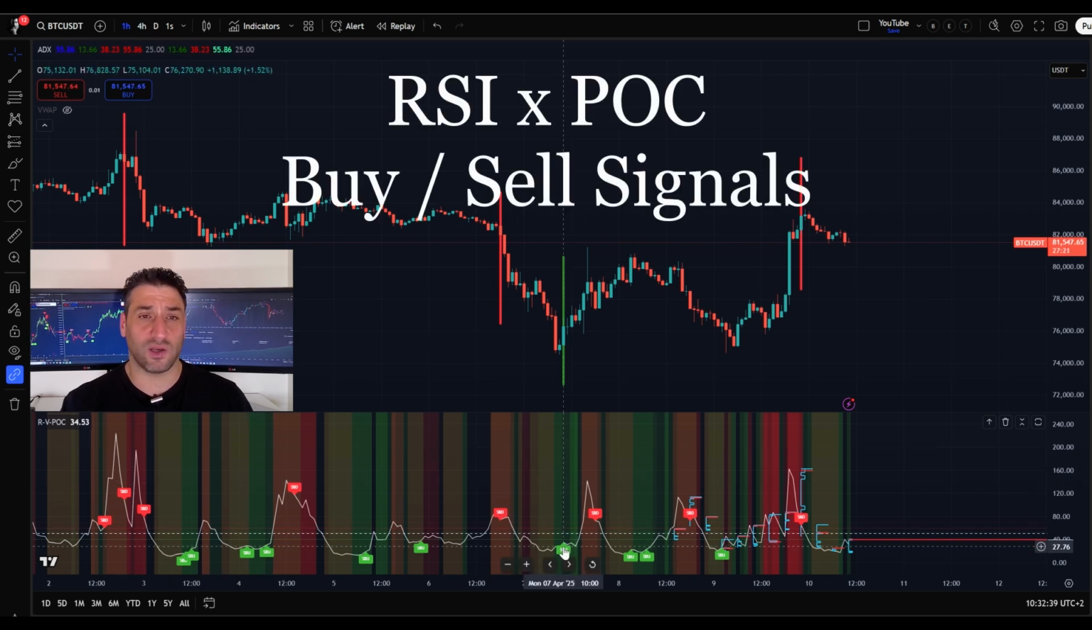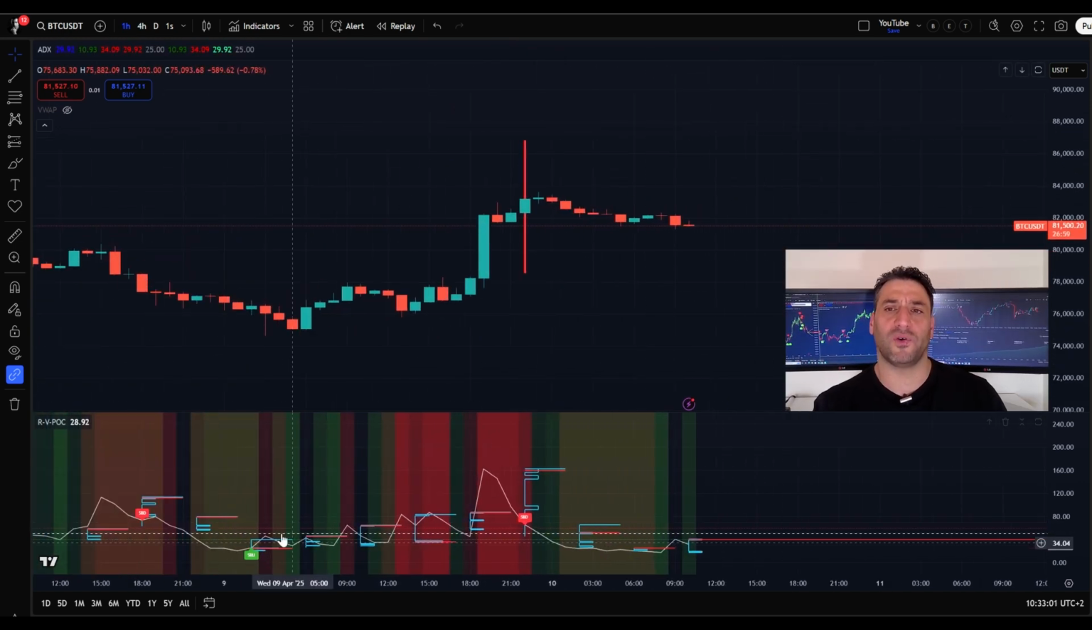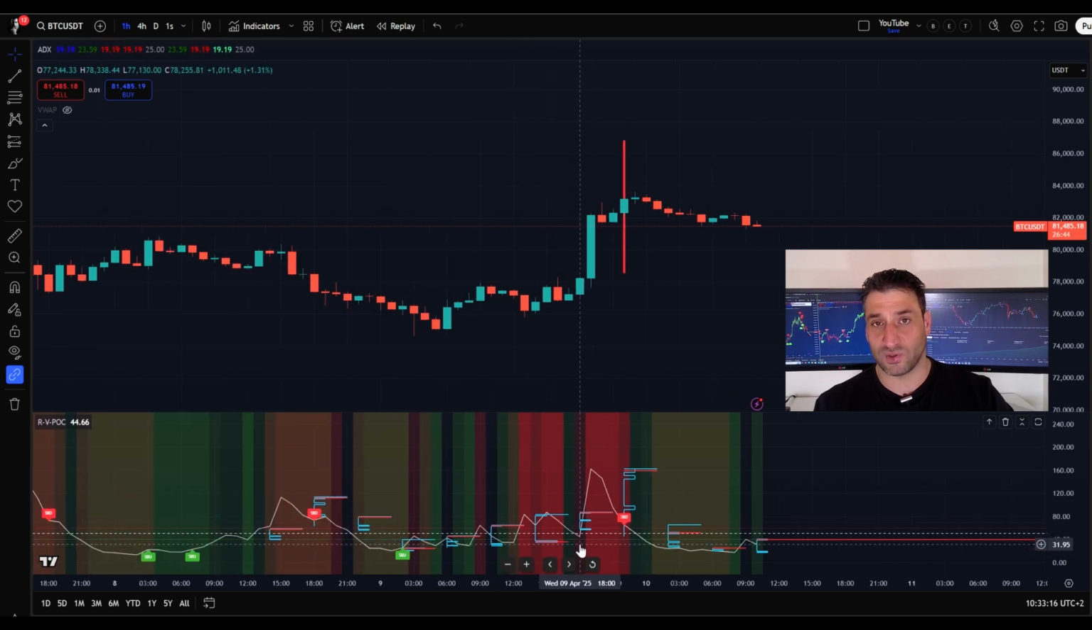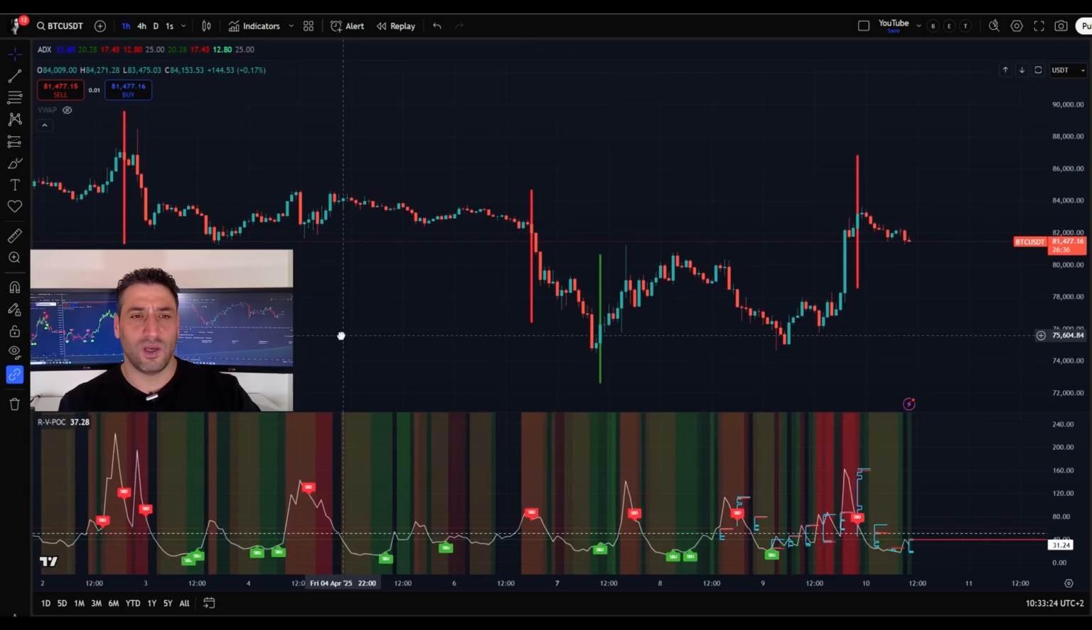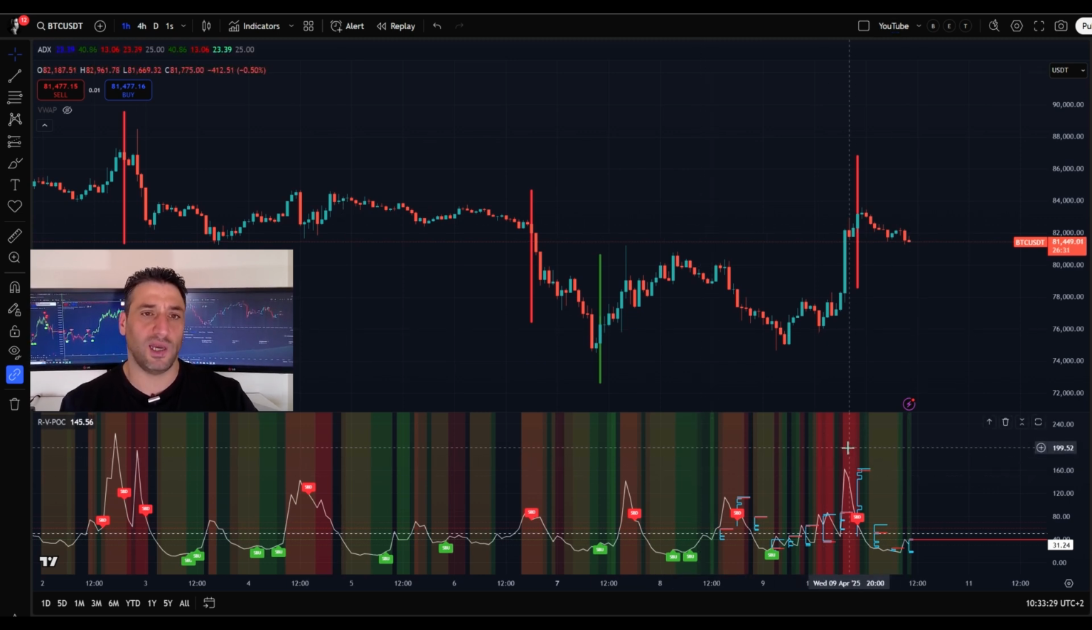When the RSI crosses the POC line, it generates buy or sell signals. For example, a crossover above the POC in an oversold zone triggers an SBU label, or strong buy, or actually strong breakup. Cross under below the POC in an overbought zone triggers an SBD label, strong sell or strong breakdown. You'll also notice the background colors: green for bullish trends, red for bearish trends, and shaded zones for overbought and oversold levels. This gives you a clear visual of the market's momentum and key levels, so you can make confident trading decisions without second guessing.